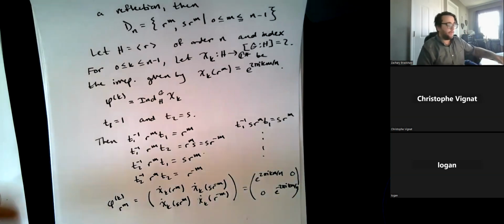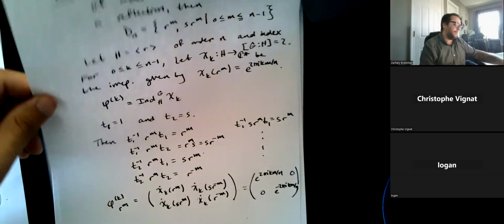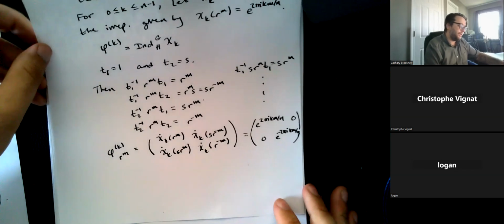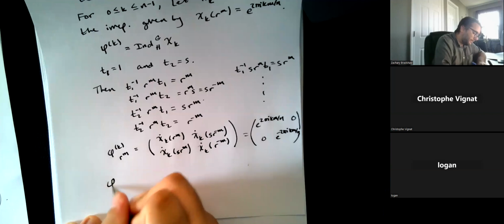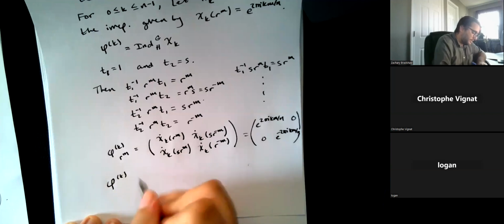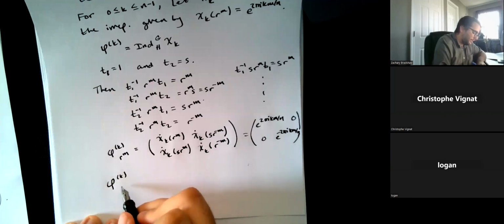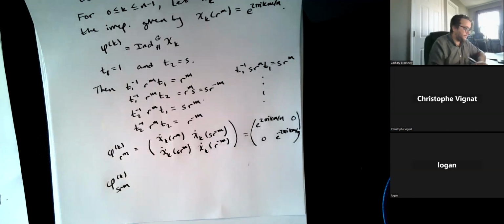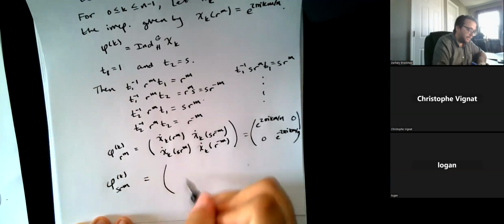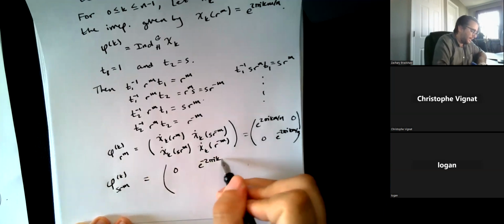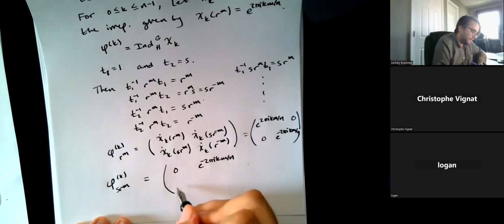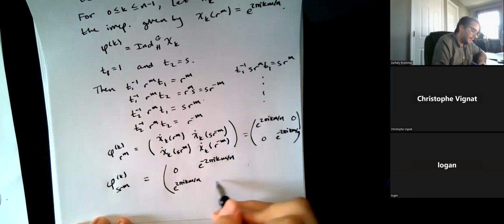And so there is our representation of R to the m. We can also do the kth induced representation applied to S R to the m, and I'll just tell you what we get here. We get 0, e to the minus 2 pi i k m over n, then e to the 2 pi i k m over n, and 0.